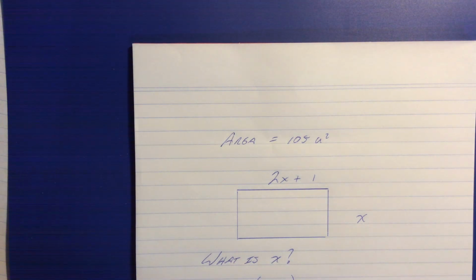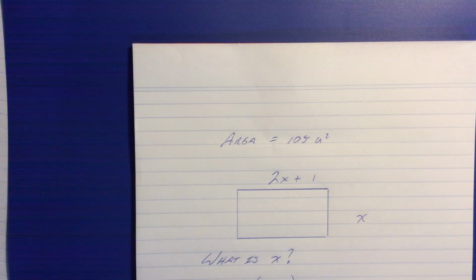Hi, I'm an old guy and I do maths, and the problem in front of us today is a rectangle with measurements 2x plus 1 by x. We know the area of this thing. It's 105 units squared, whatever those units are. Meters, inches, feet, kilometers, doesn't matter. We're asked to find x.